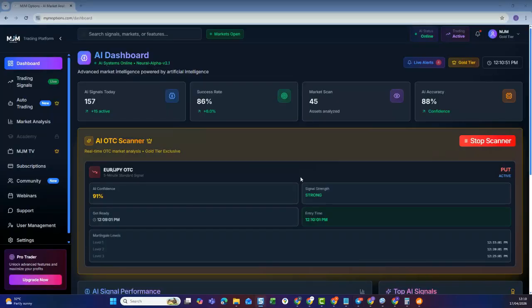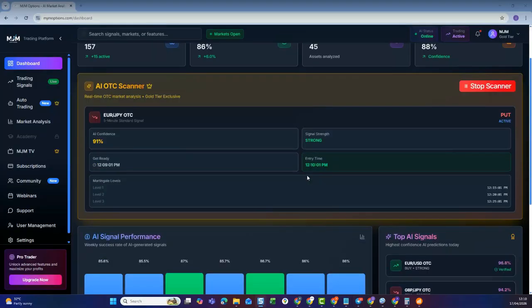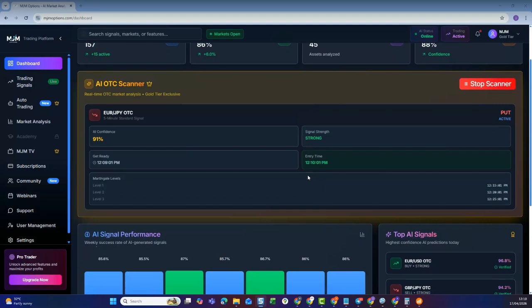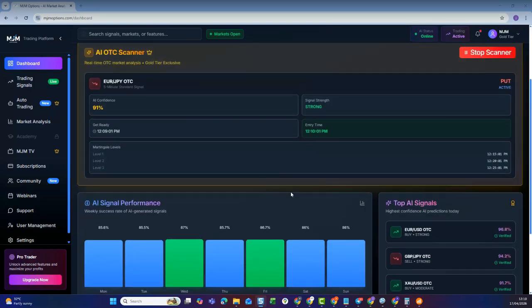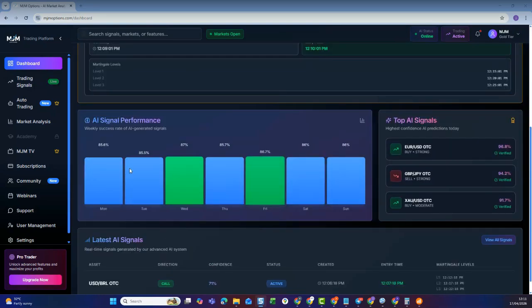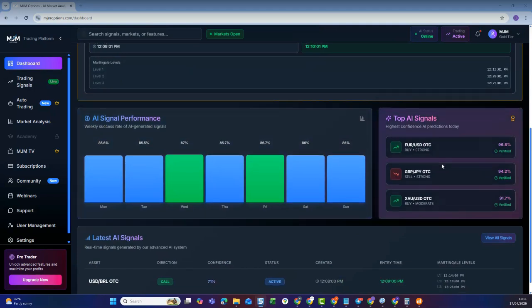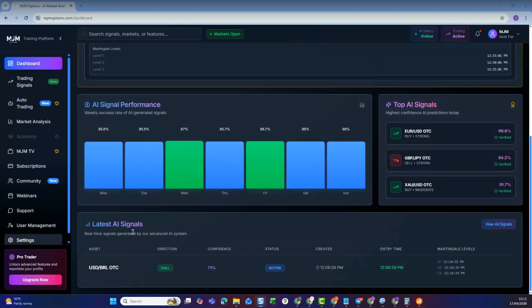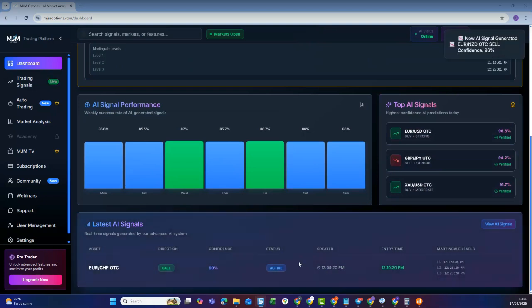In the meantime, let's go around and talk about the other things on the AI platform. The first thing here is the AI signal performance for the last 1 week. We have the top AI signals. We have the latest AI signals, which is like a notification bar for signals. You can see signals popping up every single time.